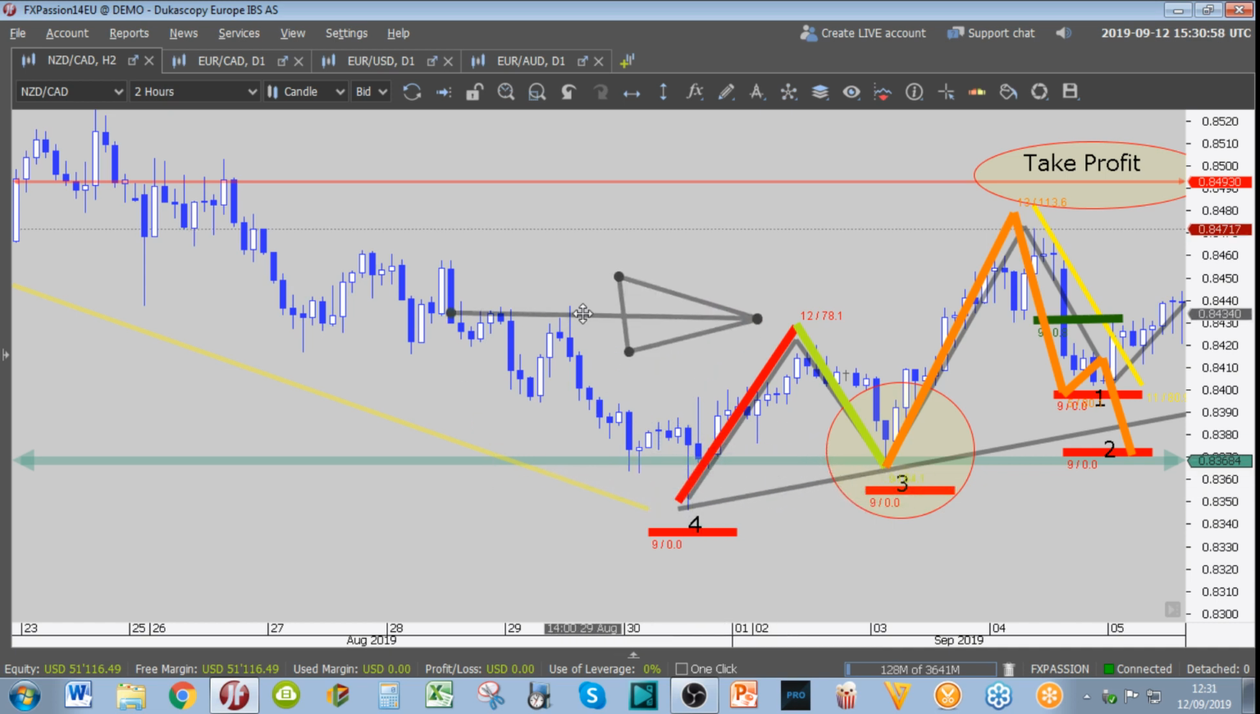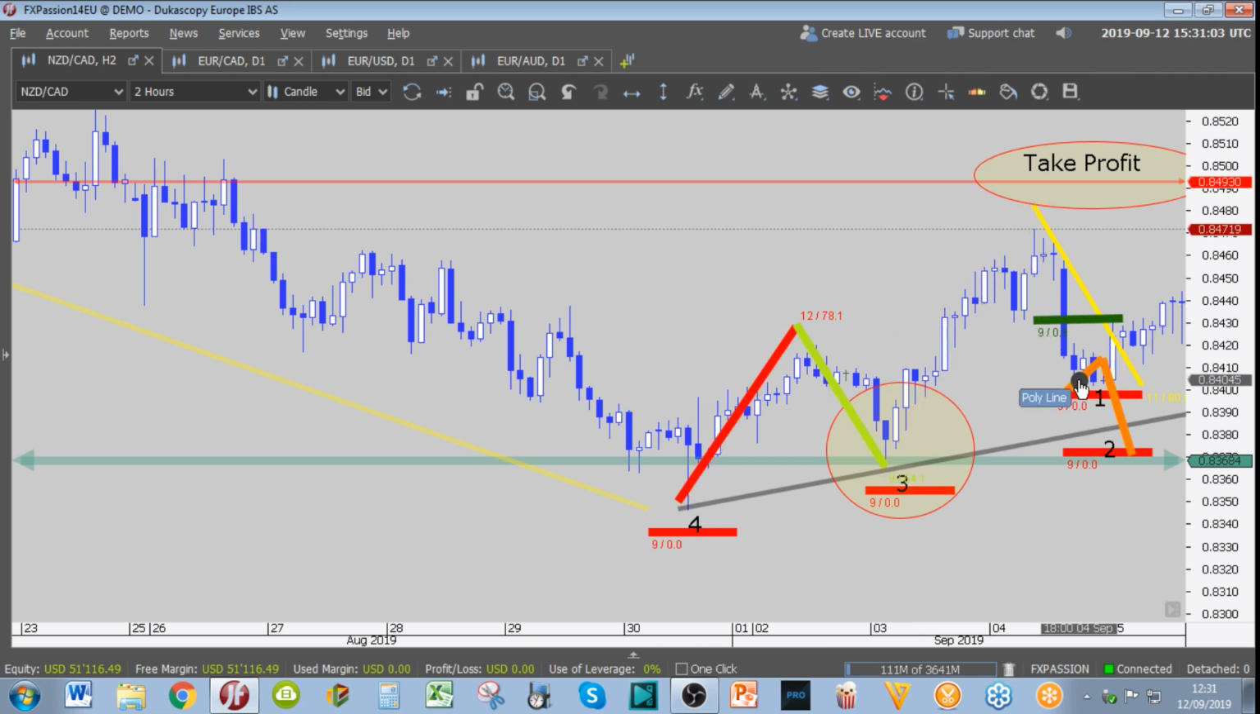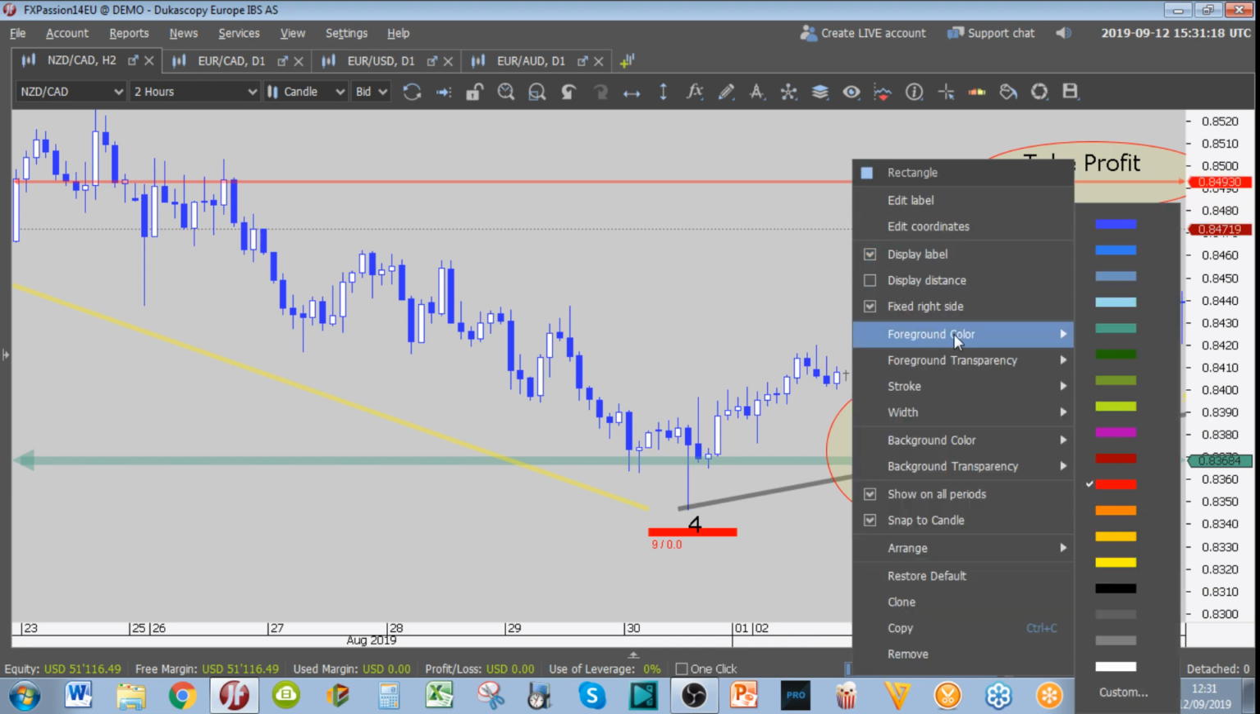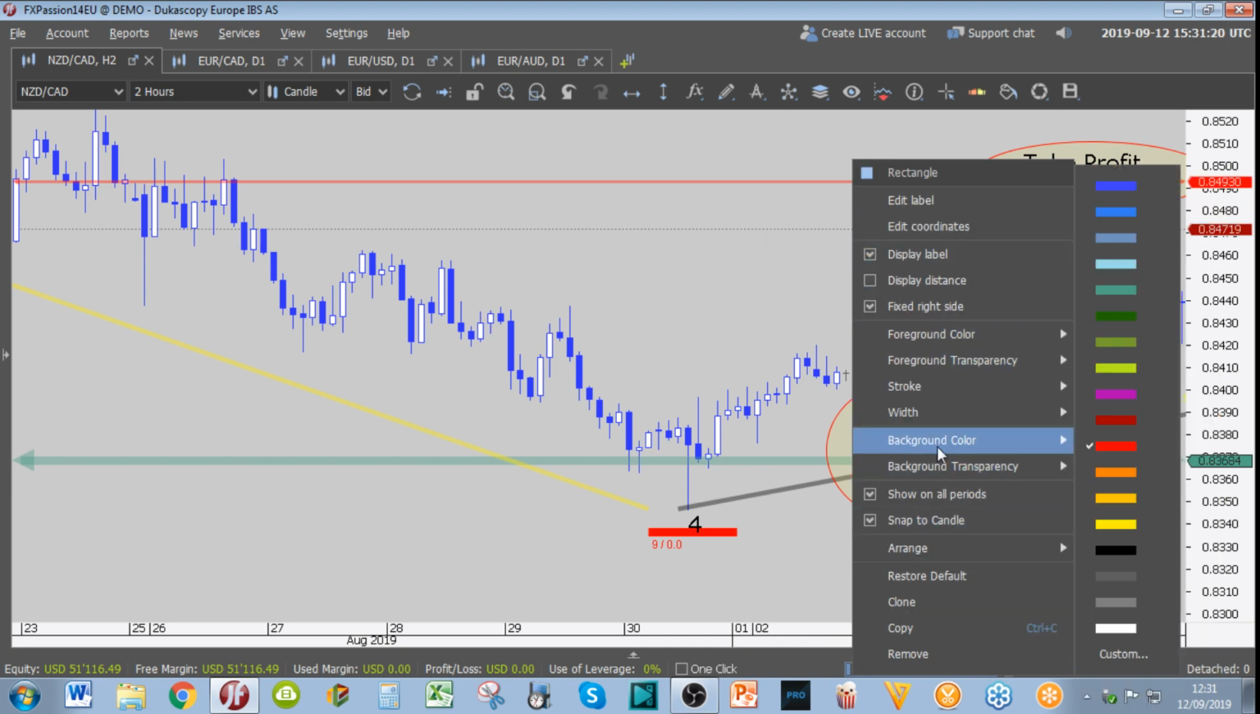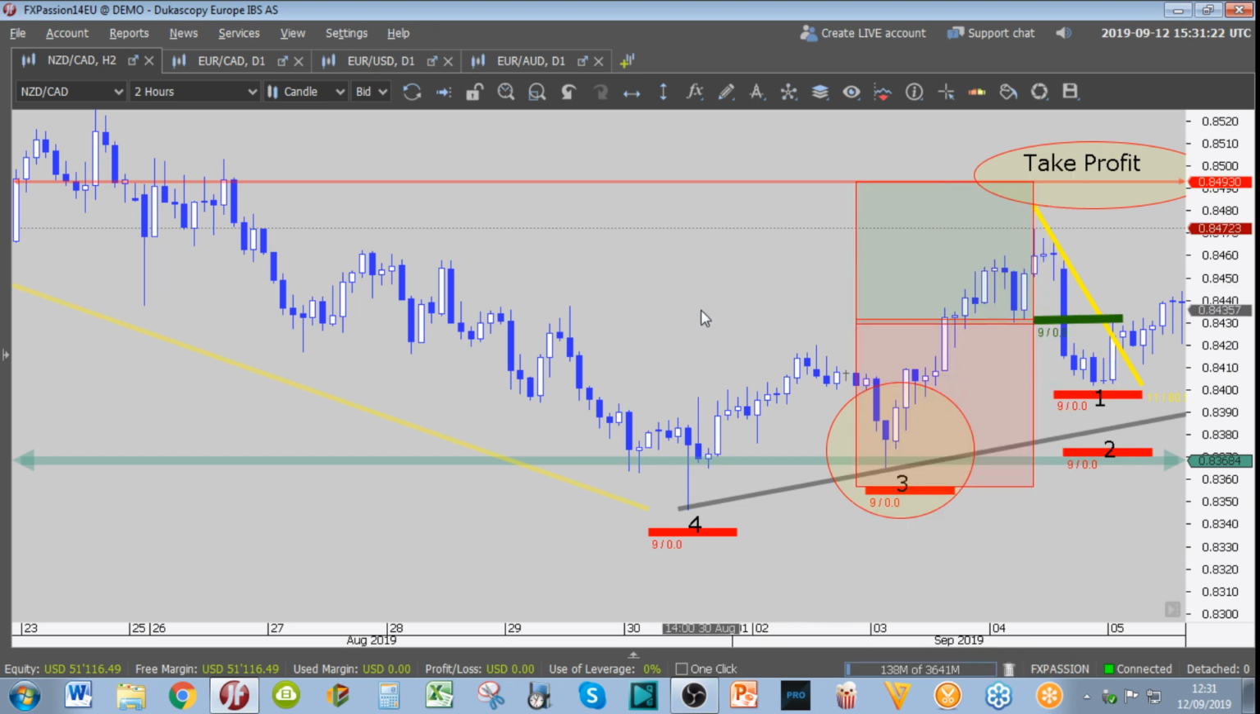Okay? Now of course, we have some problems here. And the problem is, but if I put the stop loss on number 3, right? So this is my risk. So I cannot take my profit up in here. Agreed?